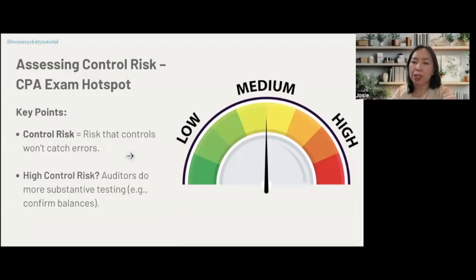Think of it like trusting a broken alarm system. So you check the doors yourself, okay? High control risk, auditors do more substantive testing. Okay. So the same as what I mentioned in my previous slides.